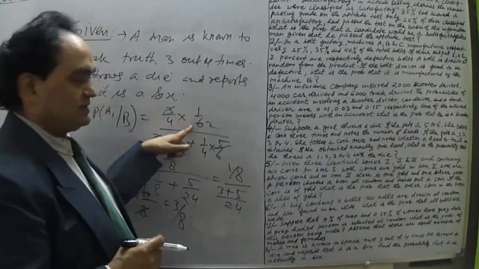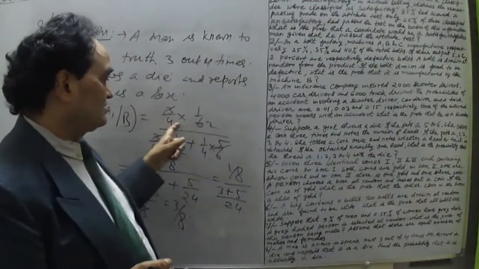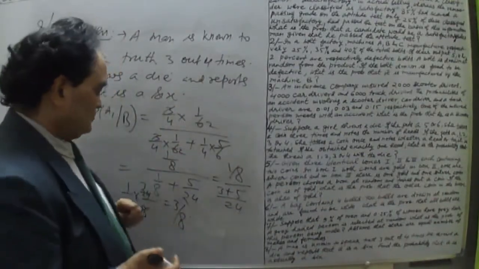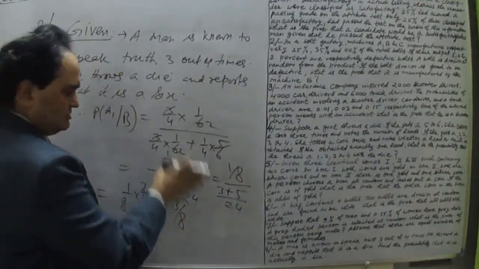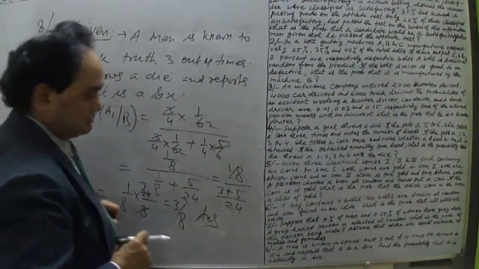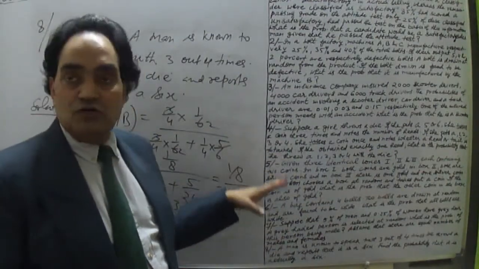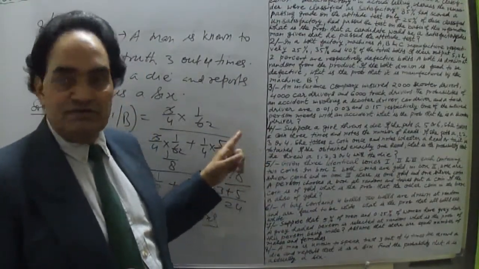6 is actually appearing, 1/6 is the probability of getting 6, and the person is telling the truth, 3/4. Okay, so whatever be the way, this is the answer here. 3/8 is the answer of this question number 8, the last question. And in this way we can apply the Bayes theorem.